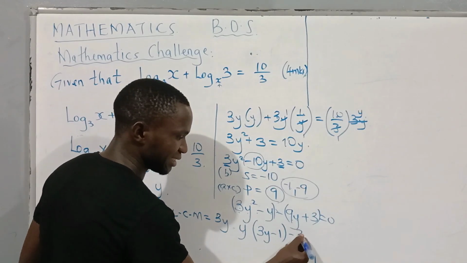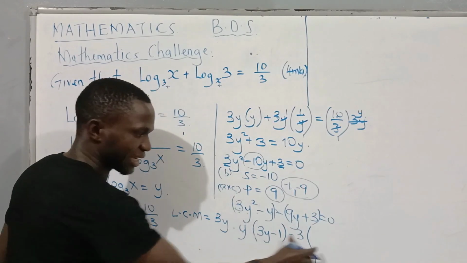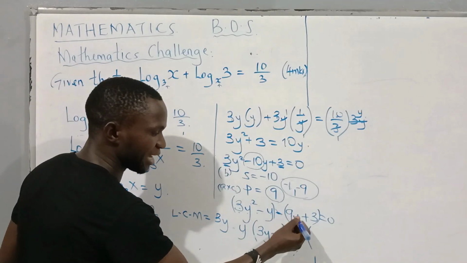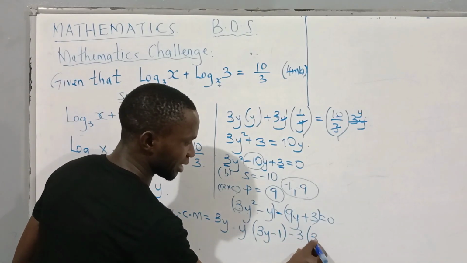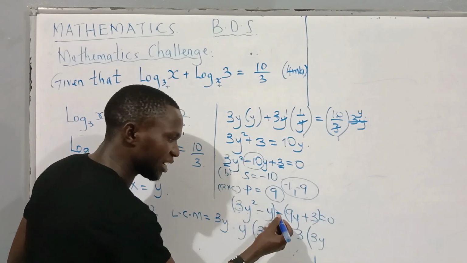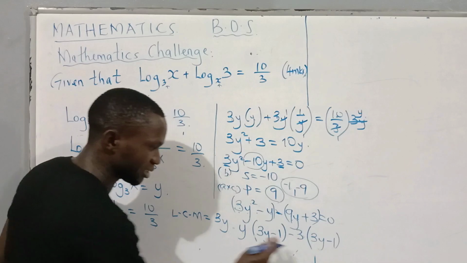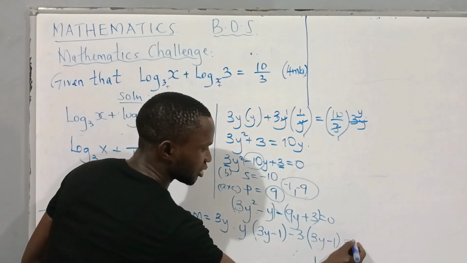Common factor is 3. Remember, these two brackets must be the same. They must look alike. So we have minus here. 9y divided by 3, we get 3y. 3y divided by minus 3, we get it as minus 1. Now you see, two brackets. Then you equate it to 0.